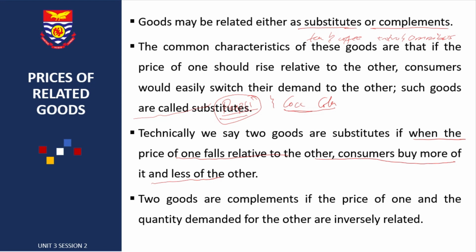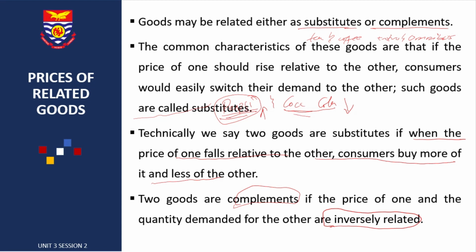So, with Coca-Cola and Pepsi, if the price of Pepsi falls, people will buy more of Pepsi and less of Coca-Cola. That is what we are trying to say. When the price of one increases, the other may decrease, and people will switch to the other. Now let's talk about complements. Two goods are complements if the price of one and the quantity demanded for the other are inversely related.